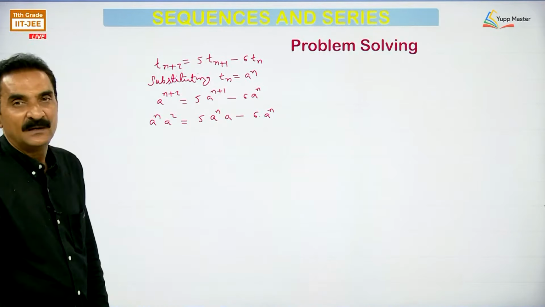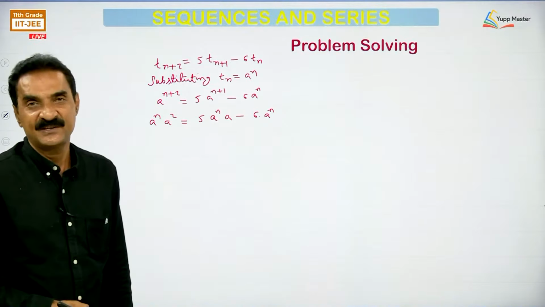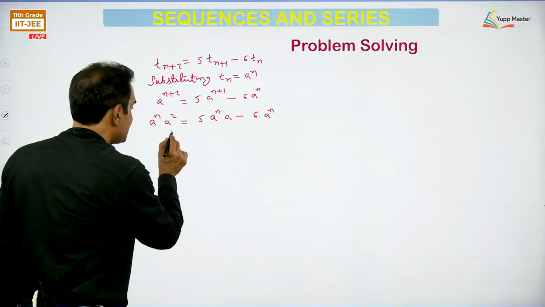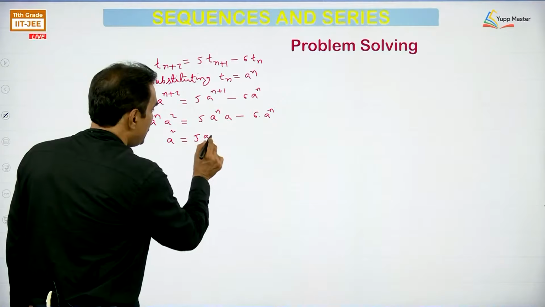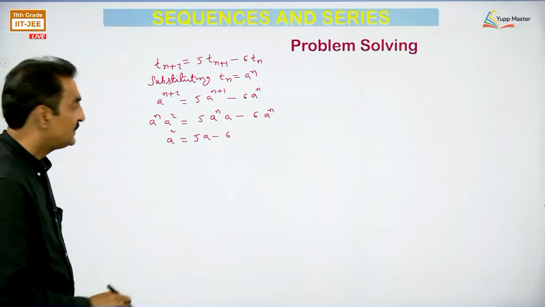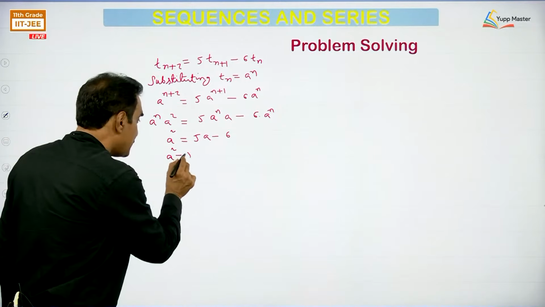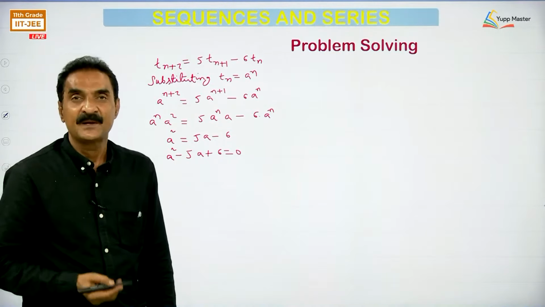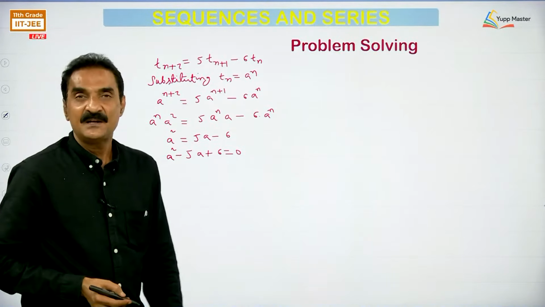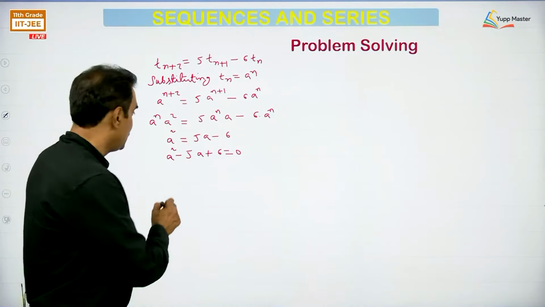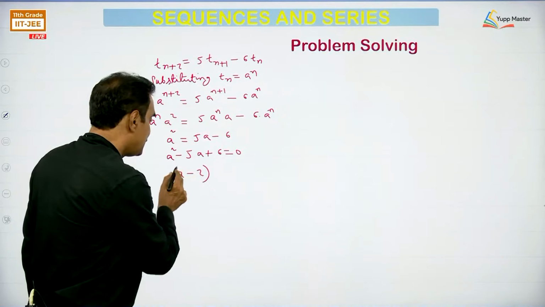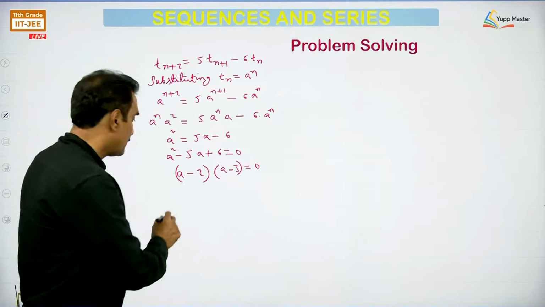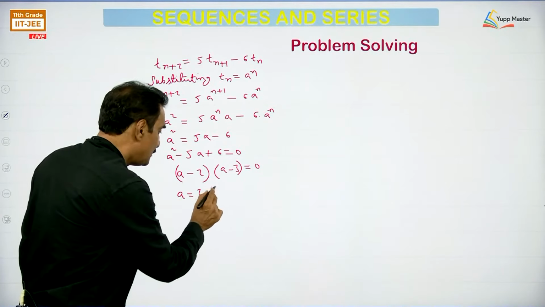We can cancel A power n on both sides because A power n is never 0. So, cancelling A power n, we get A square is equal to 5A minus 6. Then A square minus 5A plus 6 is equal to 0. This is a quadratic equation. It will have two roots. Let us find them. You can easily factorize it as A minus 2 into A minus 3 is equal to 0. So, we will get A is equal to 2 or 3.